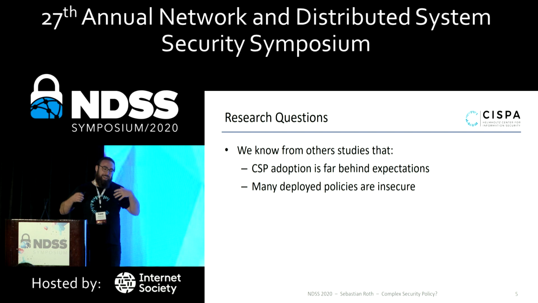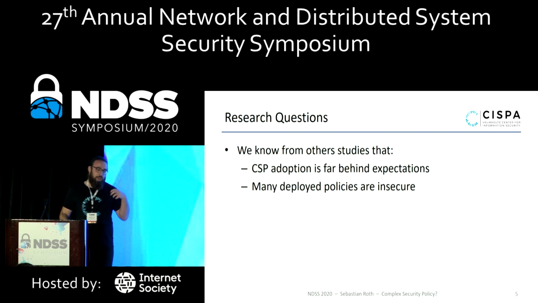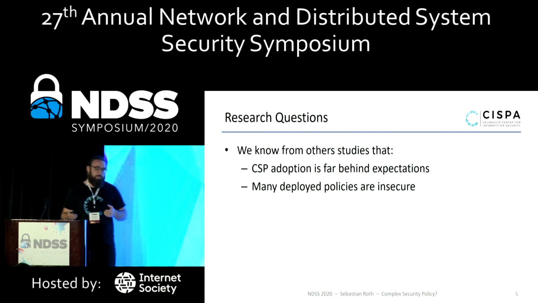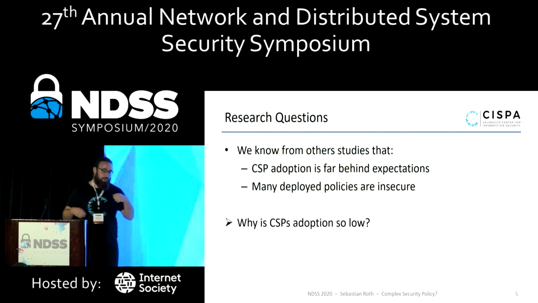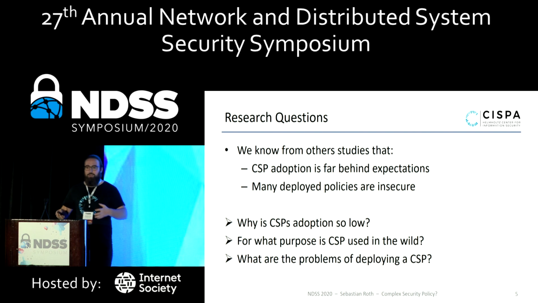Another thing that we know from previous studies about CSP is that the adoption of CSP is not as good as it ought to be, and also that many of the deployed policies are trivially bypassable. What we try to answer with our research is why this is the case. Why is the adoption that low? For what use case is CSP actually used in the wild? And what are the problems of deploying a sane CSP?